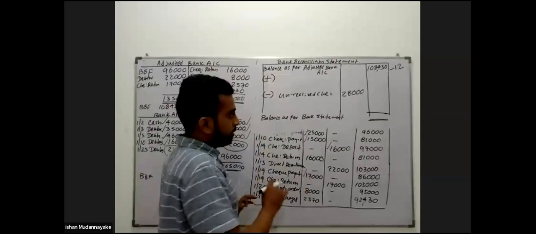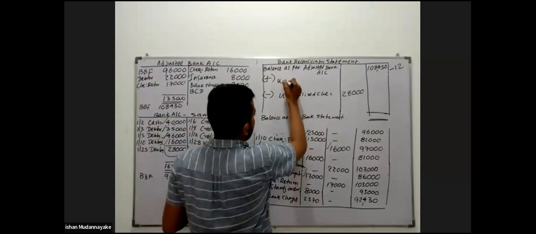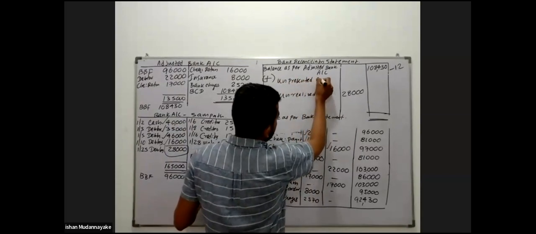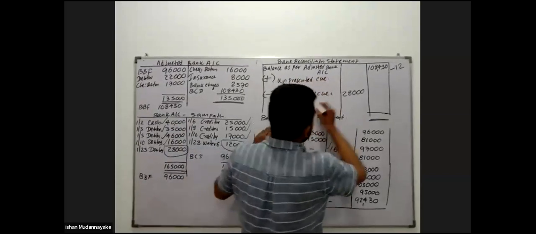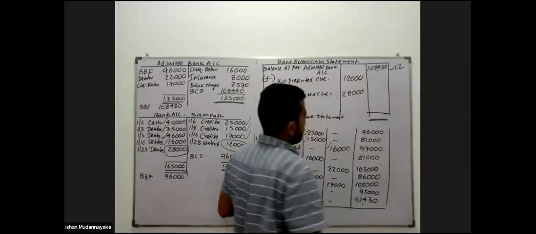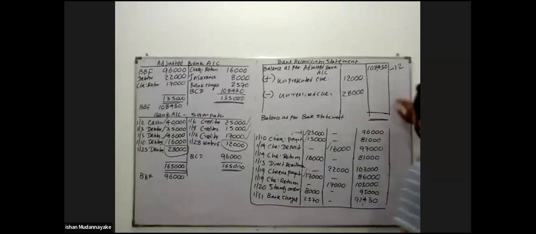Unpresented check. Deducted check, add back again. Unpresented check, how much? 12,000. Unpresented check 12,000. If I add that check again to my balance, it will be equal to the bank statement balance.